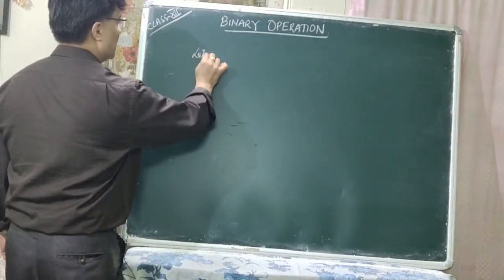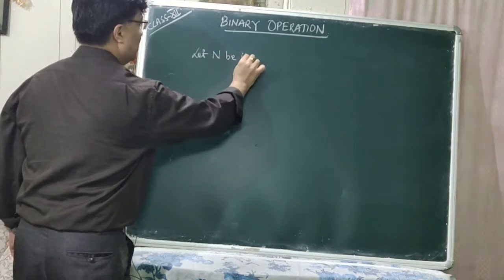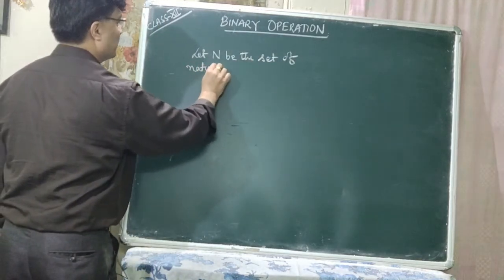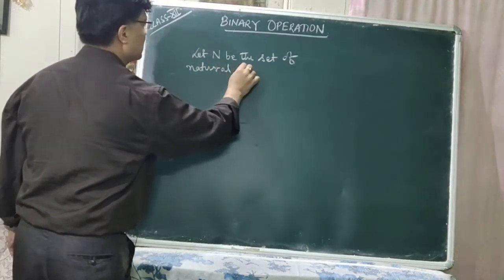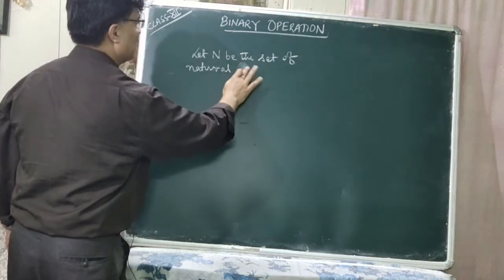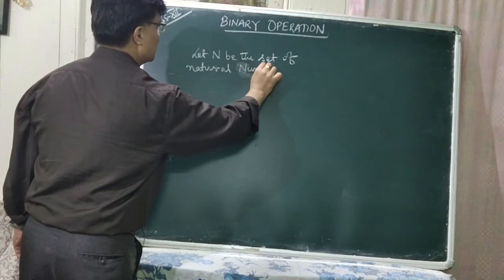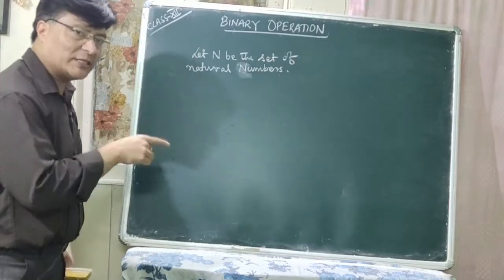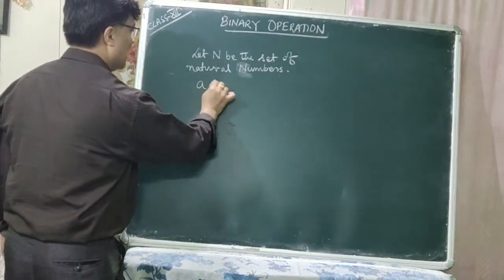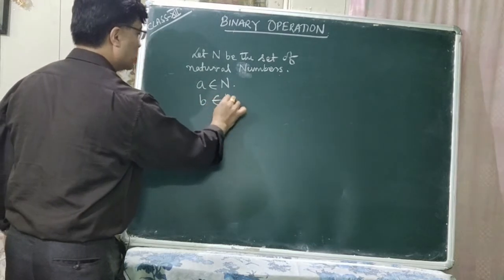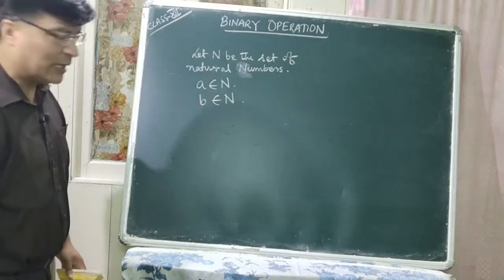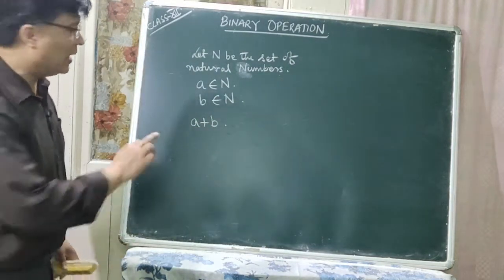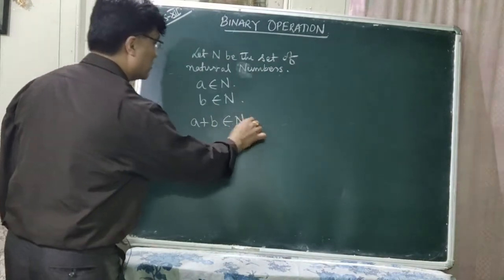Let capital N be the set of natural numbers. Let us take two elements A and B which belong to the set of natural numbers, A belongs to N and B belongs to N. So what can I say about their addition? A plus B also belongs to the set of natural numbers, isn't it?